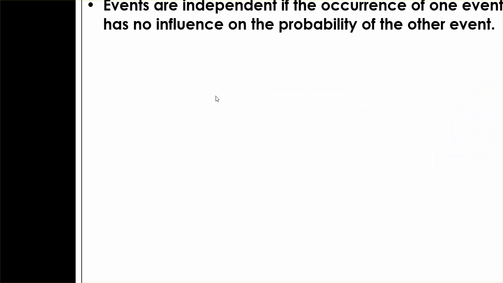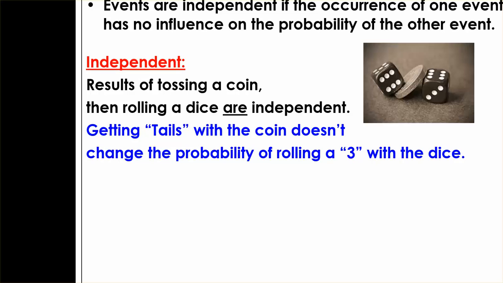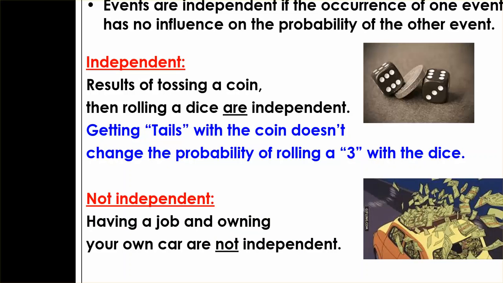Well, events are independent if the occurrence of one event has no influence on the probability of the other event. An example of two independent events is when you toss a coin and then roll a dice. They're independent. For example, getting tails with a coin doesn't change the probability of rolling a 3 with the dice. Your chance of rolling a 3 is 1 in 6, and if you get a tails on the coin, it doesn't change that.